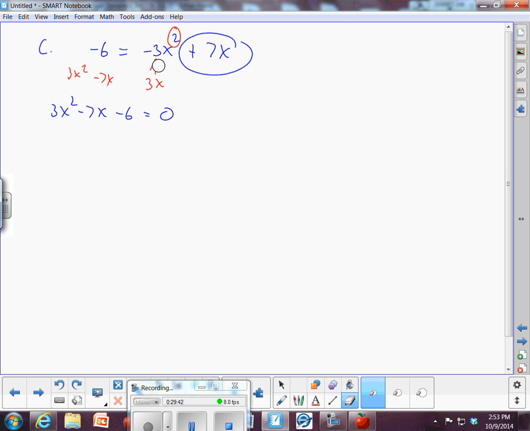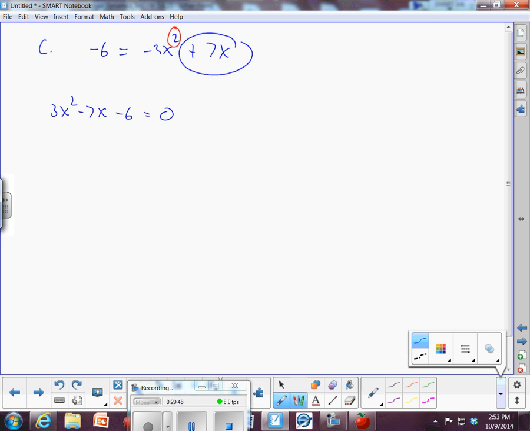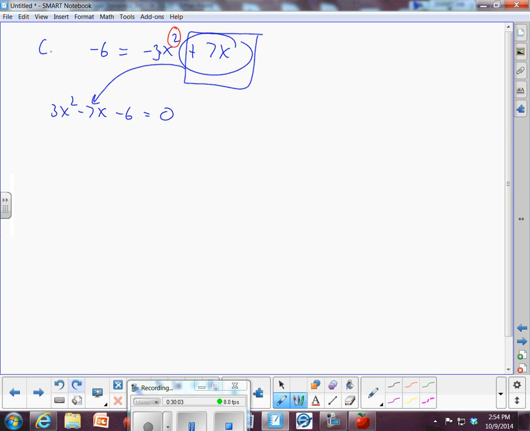Look, at this point in our algebra, this is what should be happening, and this is what we should be thinking. If I want this negative 3x squared on the other side, it becomes a positive 3x squared, right? And if I want this positive 7x on the other side, it becomes a negative 7x. That's all. Don't make these hard. Okay, now we're ready to factor.